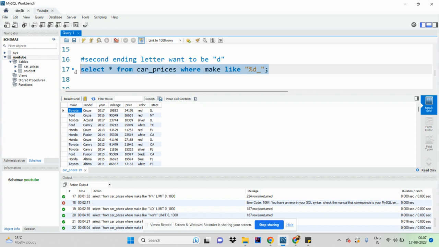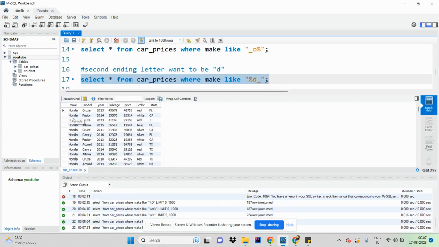If I execute this line, I am able to get Honda. Why is Honda coming here? Because the second ending letter is D. So I hope you understood the use of these wildcards to check whether a value is starting with A or B, whatever the characters are. It can be easily found with the help of these wildcards.